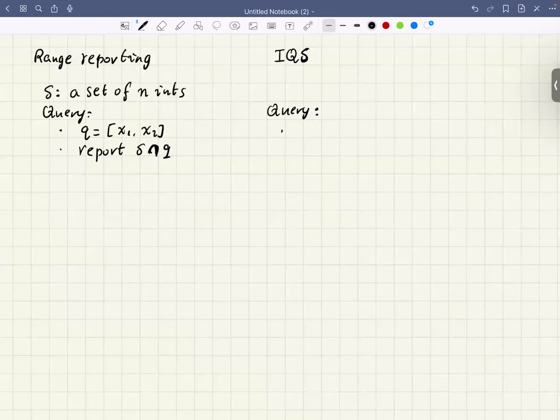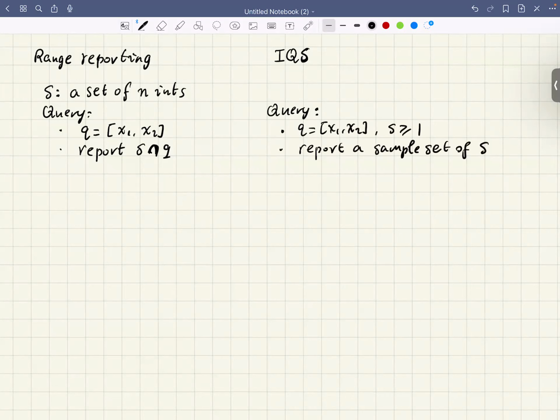So this IQS counterpart takes a conventional predicate like this one as one parameter. But it also takes another parameter, which is how many results you want, S. Okay, you want at least one result. So what you want to do is report a sample set. I'm going to talk about weighted sample sets later, but anyway, a sample set of S over Q, and this sample set has size S.